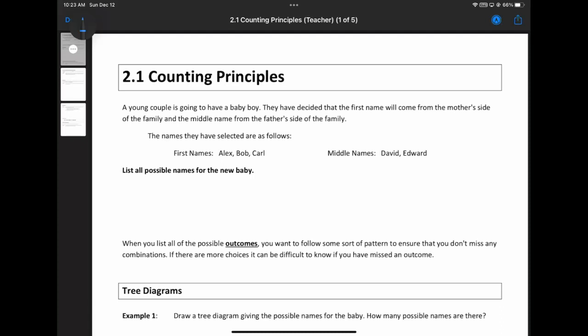So I am going to just use the first letter of each name rather than write out the full names, just to save us a little bit of time. And I'm going to start off with the first name being Alex, and then the second name can either be David or Edward. So I'm going to do Alex David, Alex Edward. And then I'm going to move up one for my first names and either do Bob David or Bob Edward. And lastly, I can do Carl David or Carl Edward. Okay, and I'm going to point out that there are 6 possible names for our new child given the criteria that we've been given.